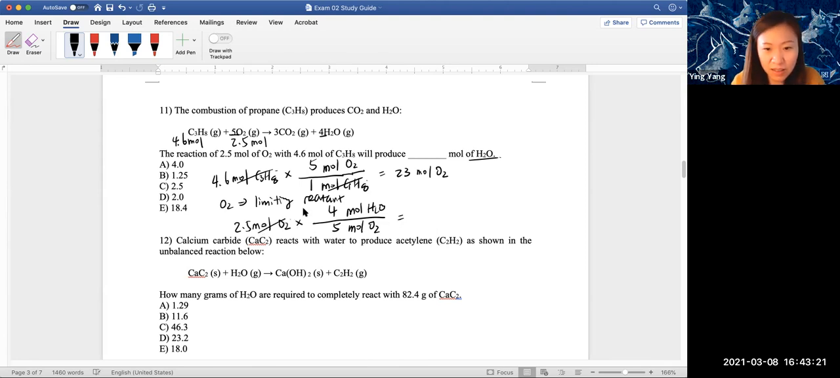In here, oxygen cancels out, and then you get 2.5 divided by 5 times 4, and you get 2.0 moles of water. Okay, so the correct answer is D.